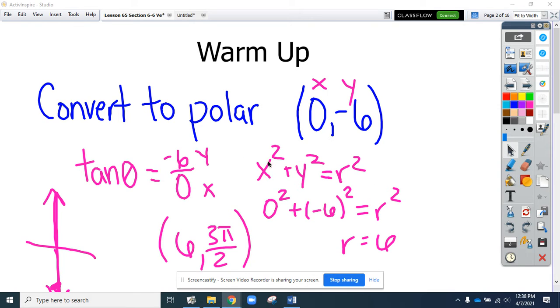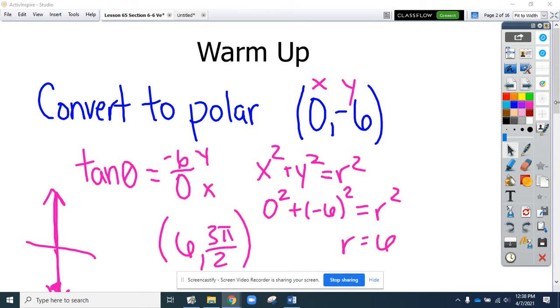You use the fact that x squared plus y squared is r squared. Plug in x and y, you find that r is 6. And then you're thinking about tangent. You use tangent because you have the x and the y, and from SOH CAH TOA, tangent is y over x. Now, that value is undefined, but it doesn't matter because I'm trying to think about what angle gives that undefined value. So where is y = -6 and x = 0? That's down here at 3π/2. So that was number one.